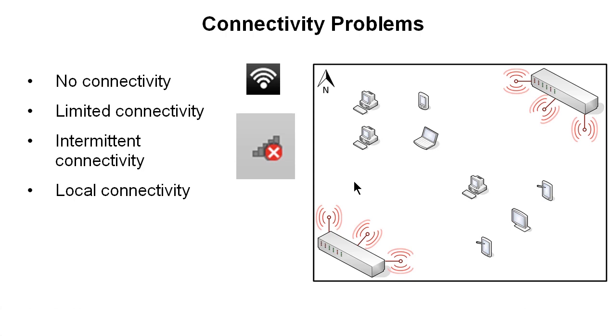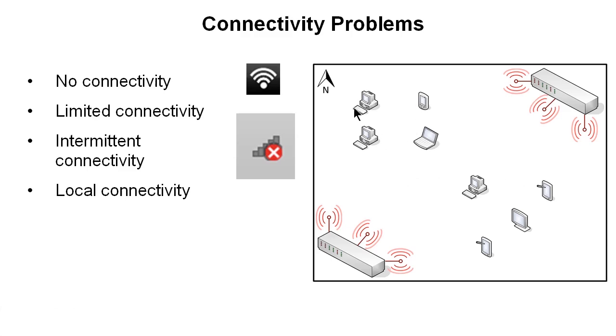Then there's local connectivity. And what we mean by this is connectivity to the local area network, but nothing beyond that. And the local connectivity to the network means you can connect from your desktop to other computers on the LAN and the wireless access point or points, but you can't get out to internet sites, to websites. You can't download your mail from the internet, that kind of thing.